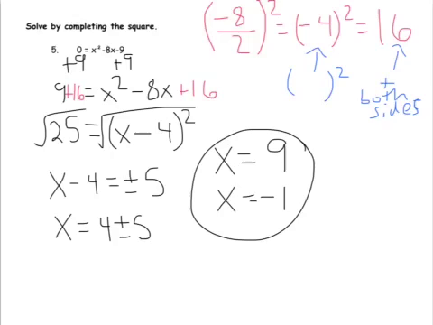But for this one, pretty straightforward. It square roots nicely, and you get two exact answers. Okay, these are both exact. They're not approximate. We didn't have to round at all. We didn't have to round to get 9 or round to get negative 1. And that's it for completing the square.